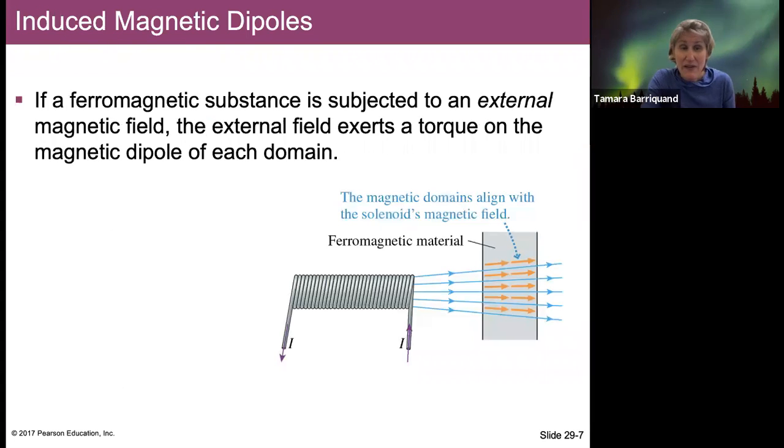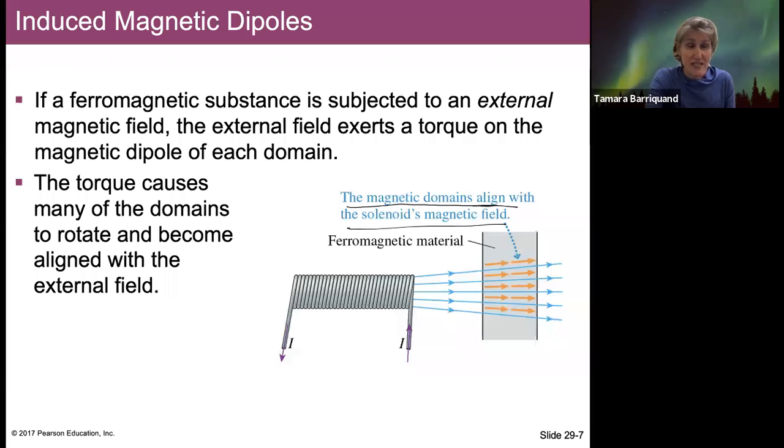Now, if a ferromagnetic substance, such as iron, is subjected to an external magnetic field, the external field exerts a torque on the magnetic dipole of each domain, like the torque that we saw in the last lecture. Because of this torque, the magnetic domains align with the solenoid's magnetic field, because we saw a solenoid has a uniform magnetic field. The torque causes many of the domains to rotate and become aligned with the external field.